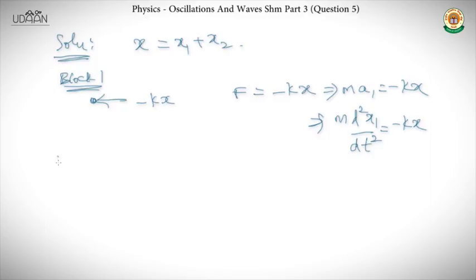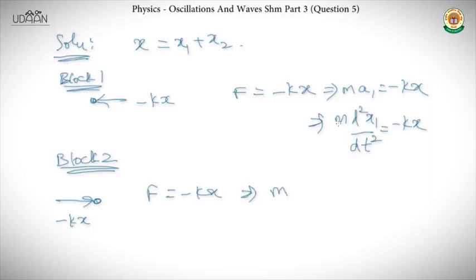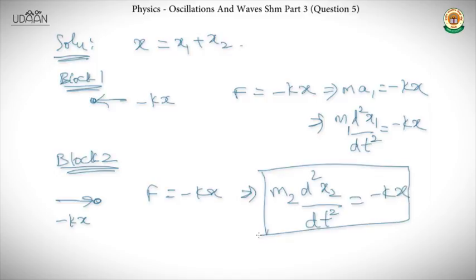And then we write the same equation for block 2. Block 2 has force minus kx, so you get F is equal to minus kx, and this is M2 d²x2/dt² is minus kx. So these are the two force equations for the two blocks which we got from the FBD.